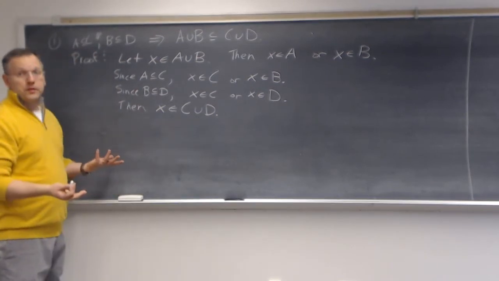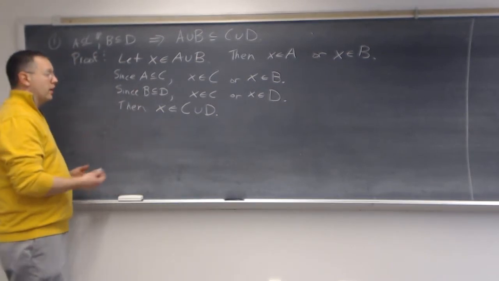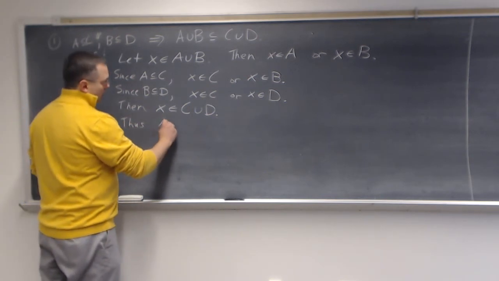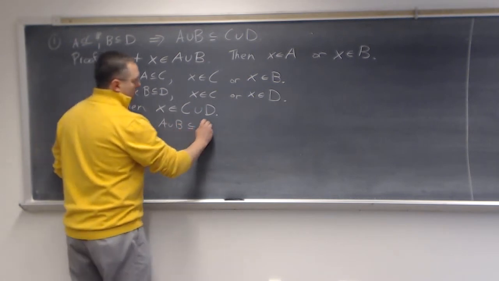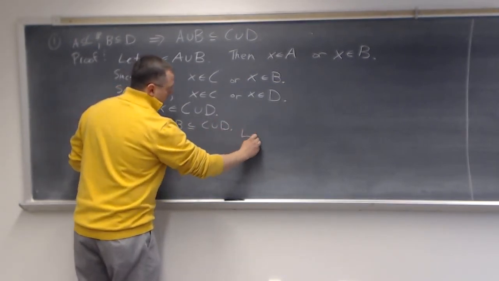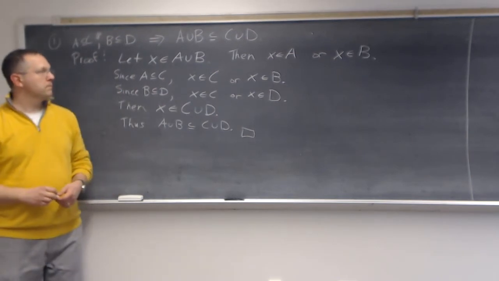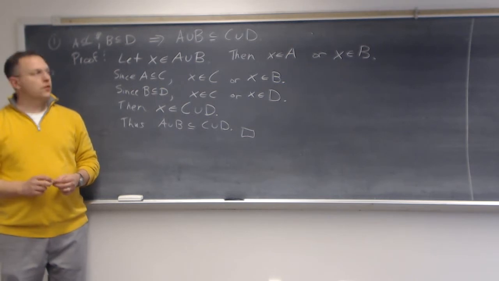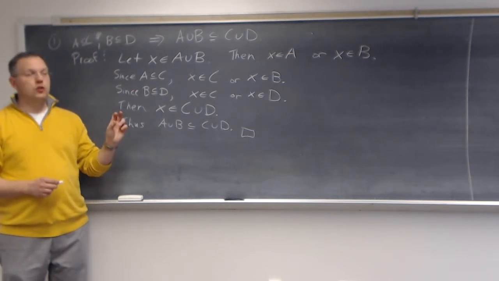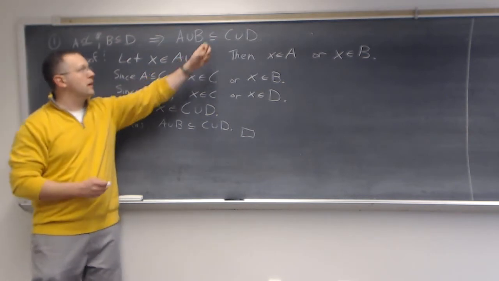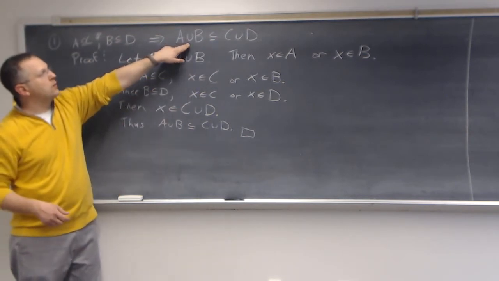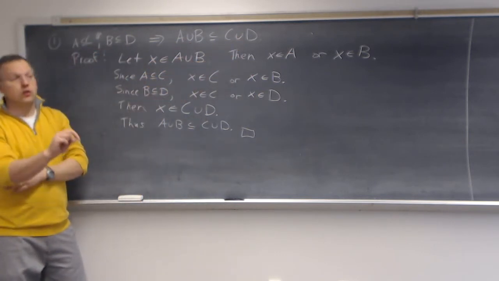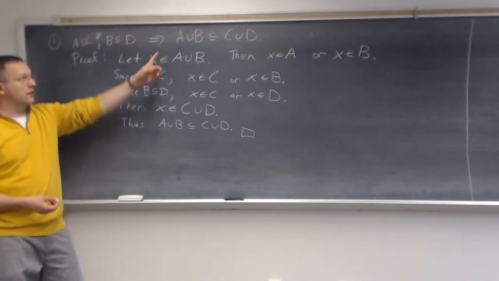That's really it, I'm pretty much done. If you had that much, you can conclude there. Some people might just finish it off: thus, A union B is a subset of C union D. Okay? Any questions? So for an if-then statement, if the conclusion is a subset type of statement, you always start here: take an arbitrary element of this set, and you're done when you've shown that arbitrary element is in the other set. Then you can conclude that statement about subsets.